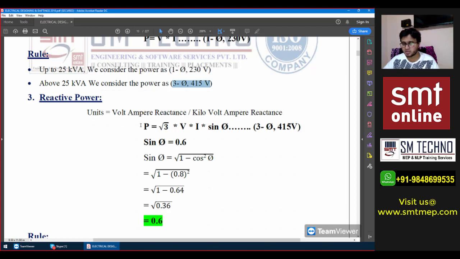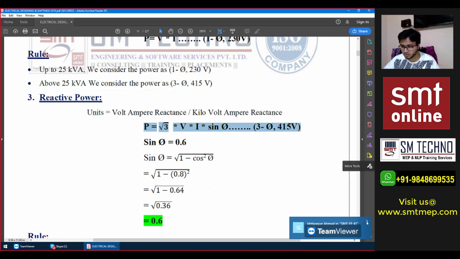So there is no formula for single phase here. Directly we have a three phase formula, and the units for this are VAR, kVAR, and even MVAR, but MVAR is not used. That is volt ampere reactive, kilovolt ampere reactive, or megavolt ampere reactive. Here the formula is P equal to root 3 VI sin phi for three phase 415 volts. There is no concept of single phase here.